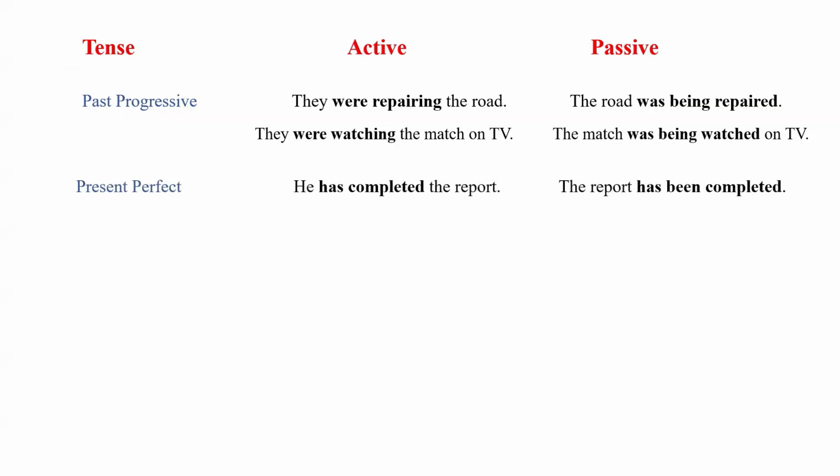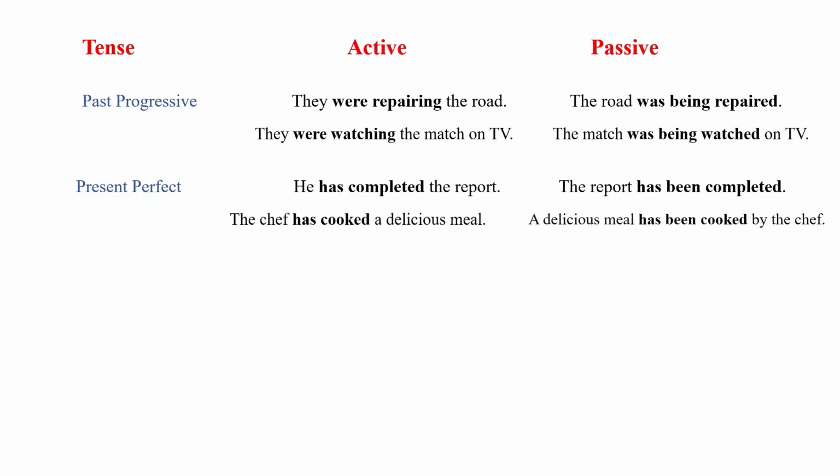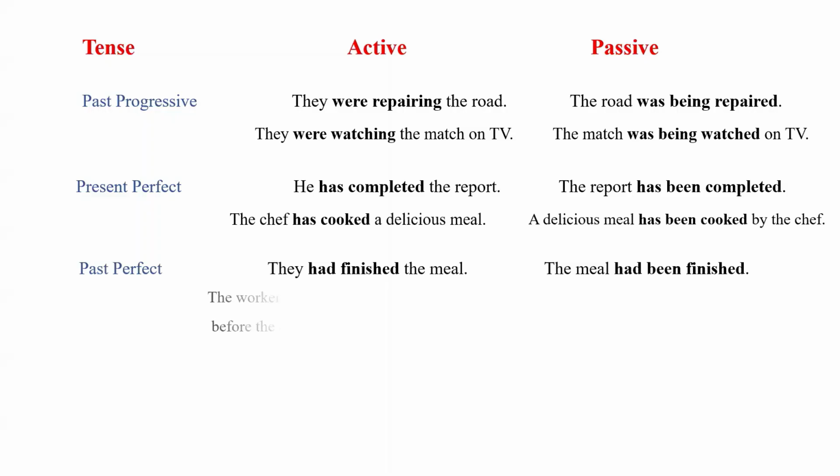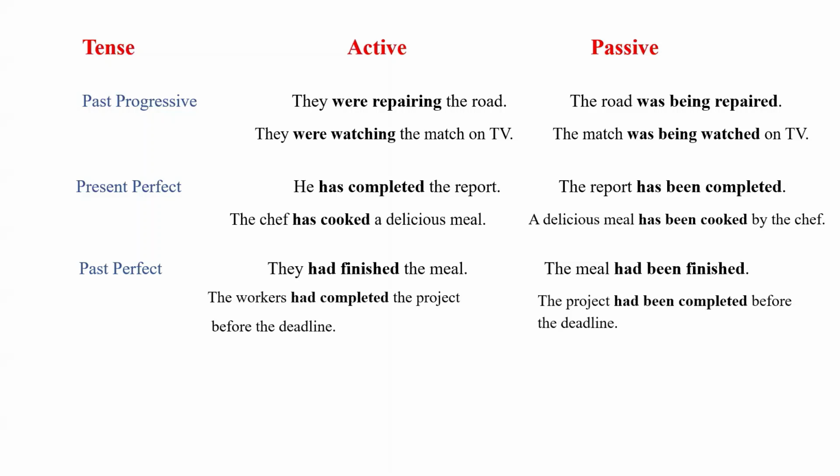Present perfect. He has completed the report. The report has been completed. The chef has cooked a delicious meal. A delicious meal has been cooked by the chef. Past perfect. They had finished the meal. The meal had been finished. The workers had completed the project before the deadline. The project had been completed before the deadline.